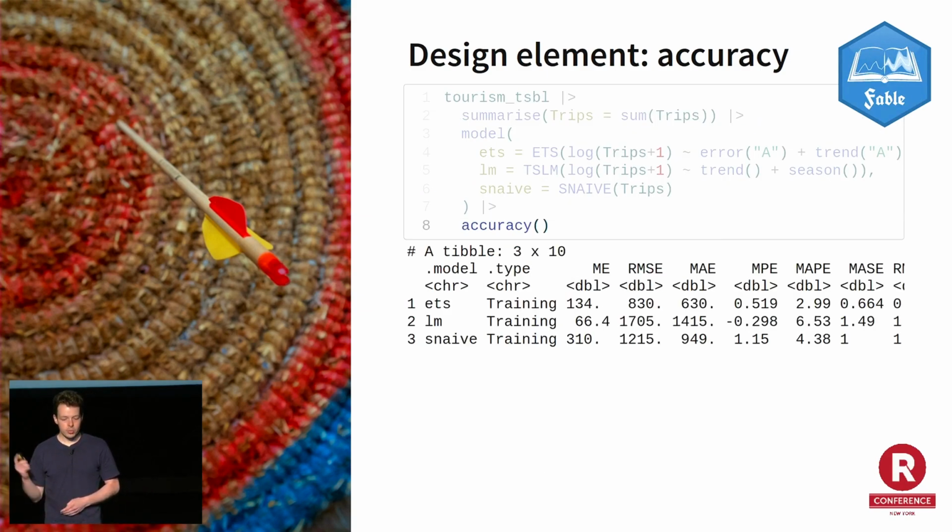For Fable, because we have all of the objects in a single model class, we just pipe it singly into accuracy. And then we return a very familiar data structure, a tibble. We all know how to work with data frames. And if you've got large collections of models or time series, you can use ggplot, you can summarize, reduce this in any way you like in order to better understand which model is performing better.